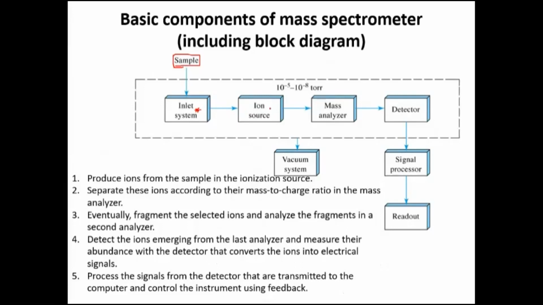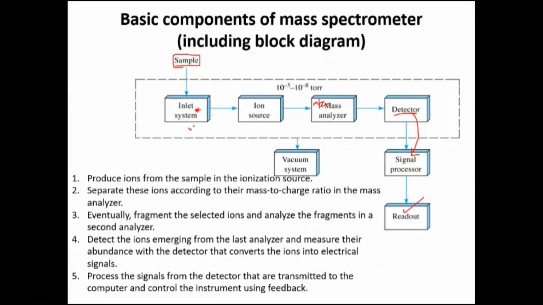Then once ions are produced, they are transferred to the mass analyzer. The mass analyzer separates the ions based on their m/z value or mass value. Then those separated ions reach the detector. The detector only detects the ions and passes this information in the form of an electrical signal to the signal processor. This signal processor interprets it and gives the graph from the readout system.